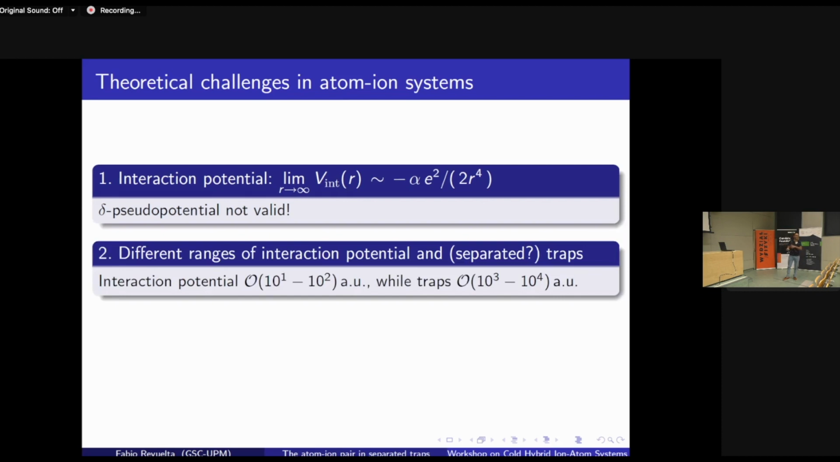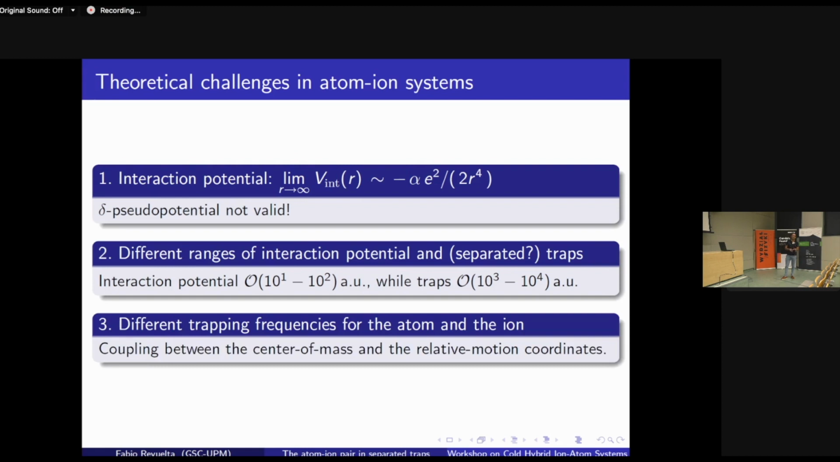Then another problem is the different ranges of your traps and the interaction potentials. The interaction potential is rather long, but it is still very short compared to the traps, like 2-3 orders of magnitude shorter, and when you want to solve the Schrödinger equation that is very demanding. And finally, in this particular case where we have an atom and an ion, typically the frequency of the ion trap is much larger than that of the atom, and that introduces a coupling between the center of mass and relative motion that makes things more complicated.